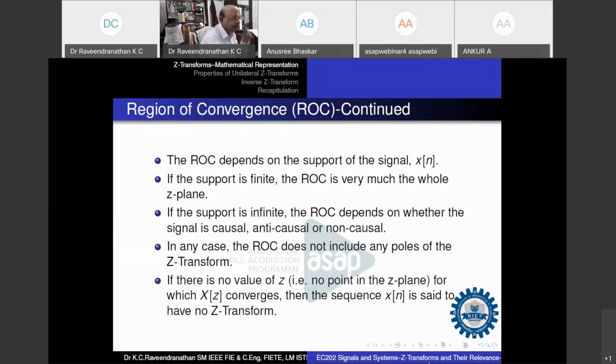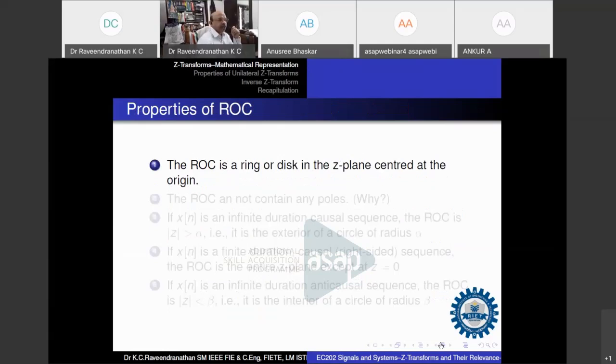If there is no value of z, no point in the z plane for which X(z) converges, then the sequence x[n] is said to have no Z transform. This is also one possibility. In certain cases, X(z) does not converge. A typical example is a signal like a raised to n, where a is greater than 1 and n is positive. So the signal is unbounded in the time domain. Then, properties of region of convergence: the ROC is a ring or disk in the Z plane centered at the origin.